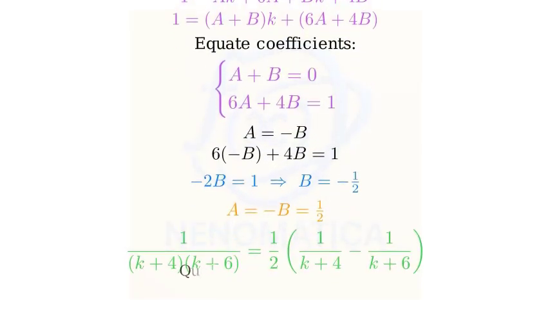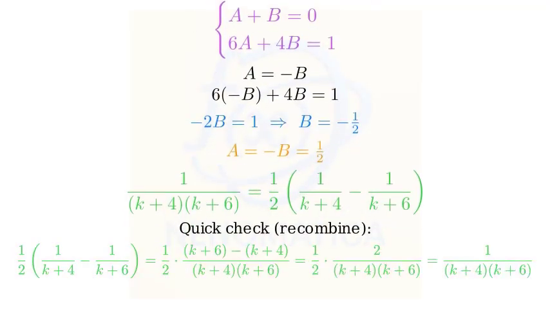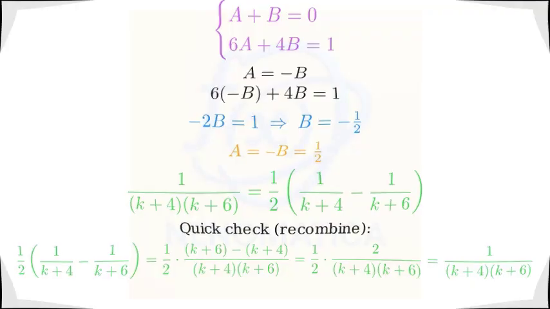Step 6. Write the final decomposition and do a quick check. Substitute a equals 1/2 and b equals negative 1/2. The fraction becomes 1/2 times (1 over k plus 4 minus 1 over k plus 6). If we recombine those two simple fractions, the result is exactly 1 over (k plus 4)(k plus 6).